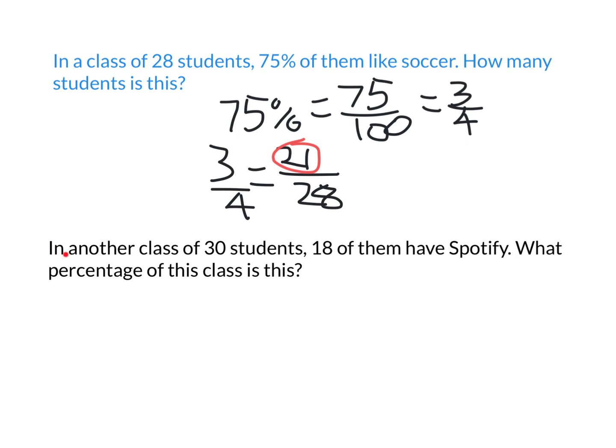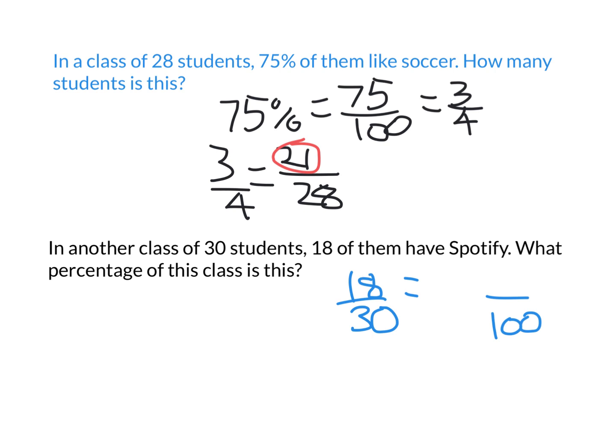Let's look at another question. In another class of 30 students, 18 of them have Spotify. What percentage of the class is this? So this is a whole bunch of words basically telling you I want to make 18 over 30 into a percentage. Now, the problem is, if I try to make the denominator 100, that's really hard. What do I times 30 by to get to 100? Well, that's tough. But we can simplify this fraction.